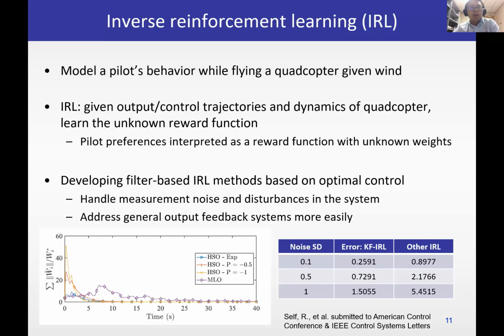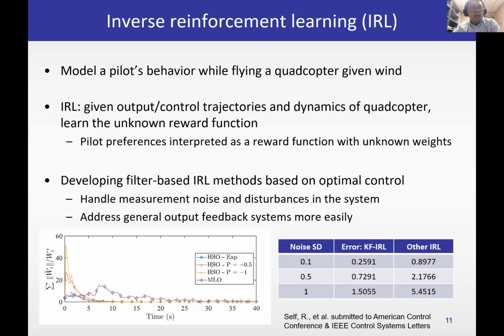The preferences of the pilot could be whether he or she wants to go to the waypoint, the destination, faster, or wants to avoid the wind first, or wants to save energy. All of those objective functions can be coded in as a reward function, and the relative weights between them will be learned through the IRL techniques. Recently, we have developed a nonlinear filter-based approach to address that. This approach is an improvement over existing techniques because it handles measurement noise and disturbances in a unified filtering framework, and allows us to address output feedback systems very straightforwardly.